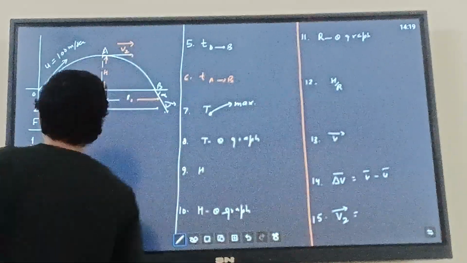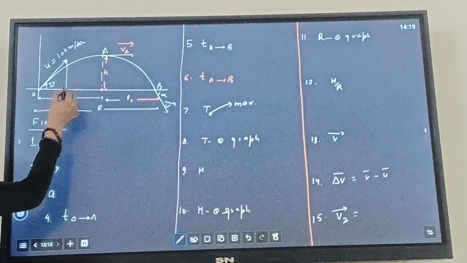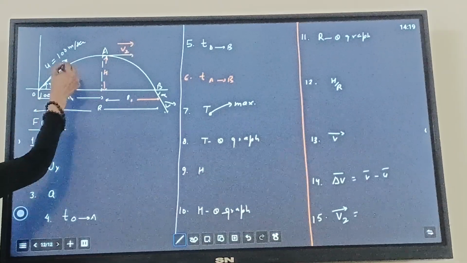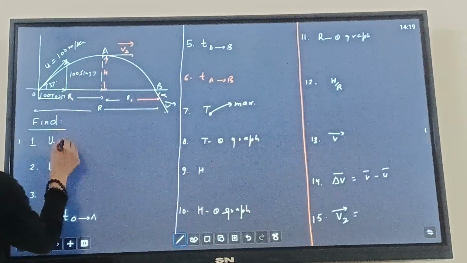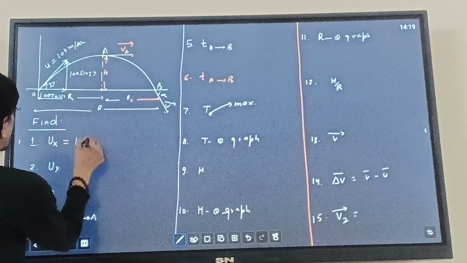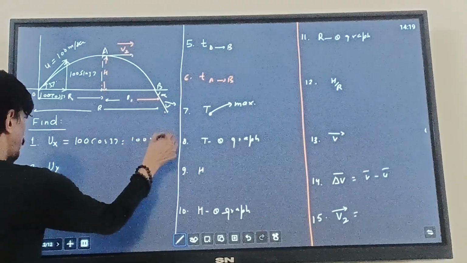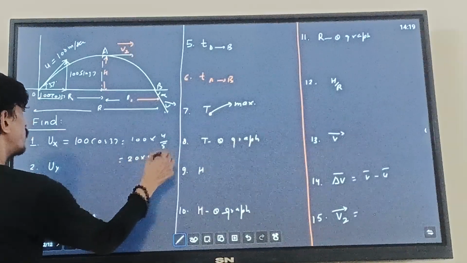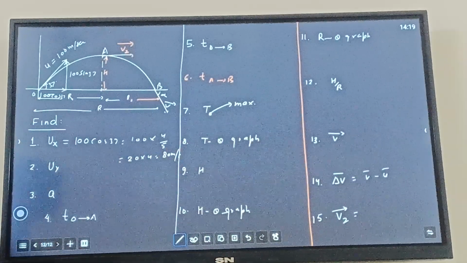The first question is initial horizontal velocity on x-axis. So you can see that this is 100, so this projection will be 100 cos 37. And this projection will be 100 sin 37. Initially along x-axis velocity will be 100 cos 37. Cos 37 is 4 by 5, so that will be 20 into 4 or 80 meter per second, the initial velocity along x-axis.